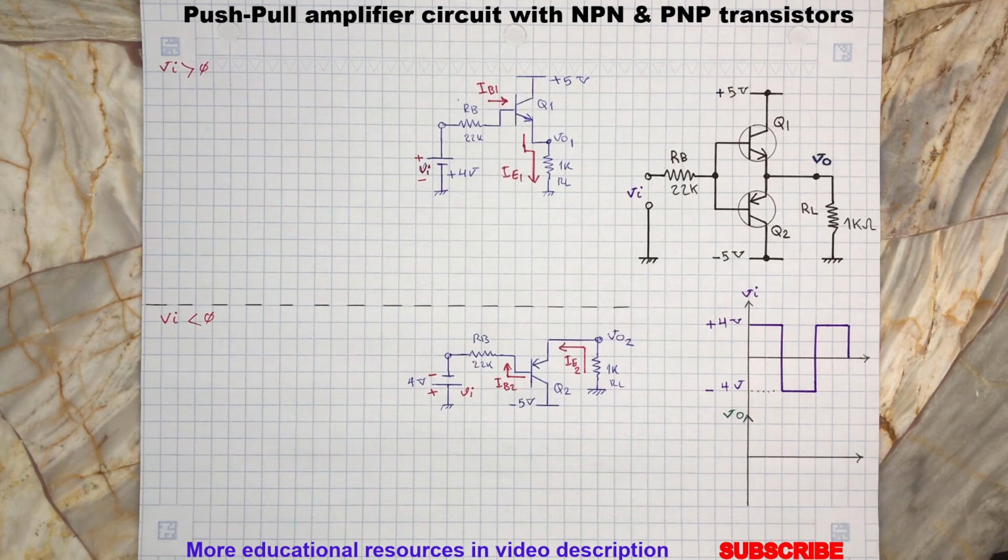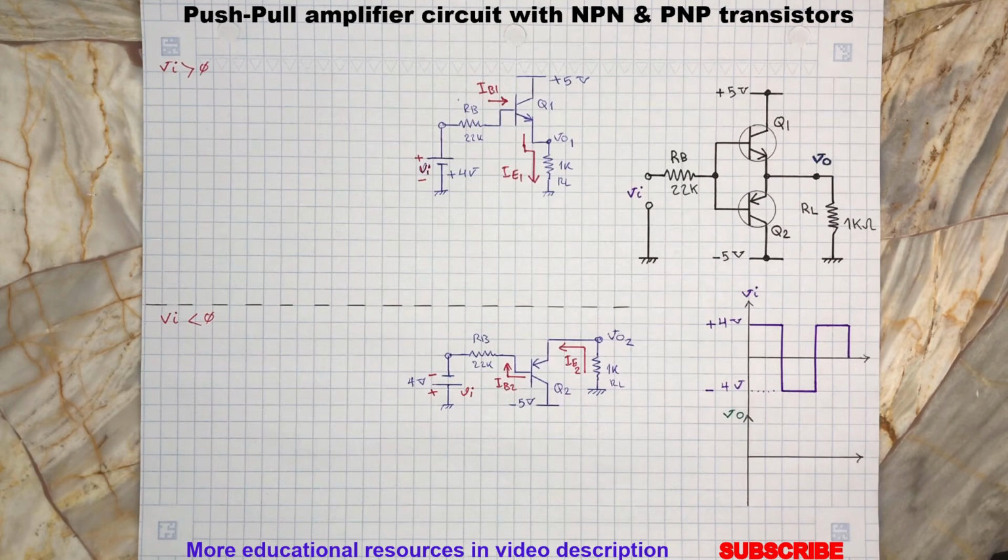Today we are going to review this push-pull amplifier and determine the circuit output voltage VO in relation to the input VI, which is a square wave signal. This circuit consists of one NPN transistor Q1 and one PNP transistor Q2.